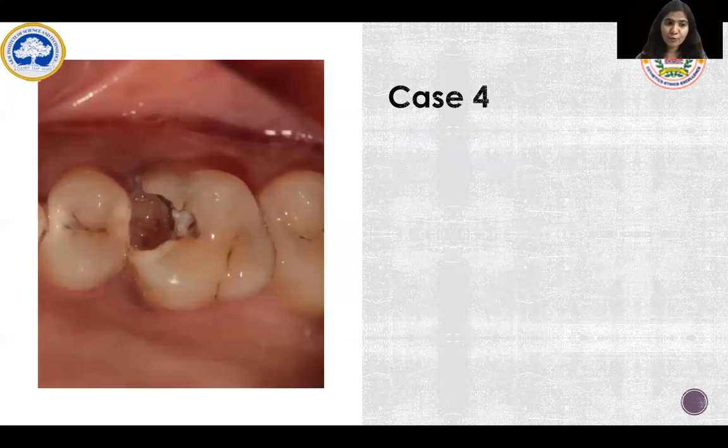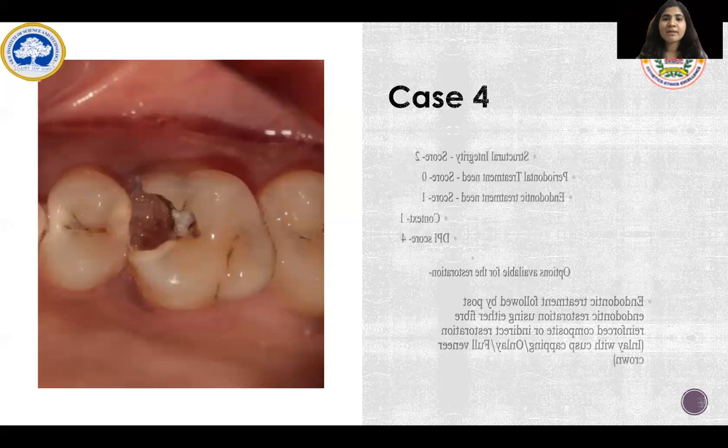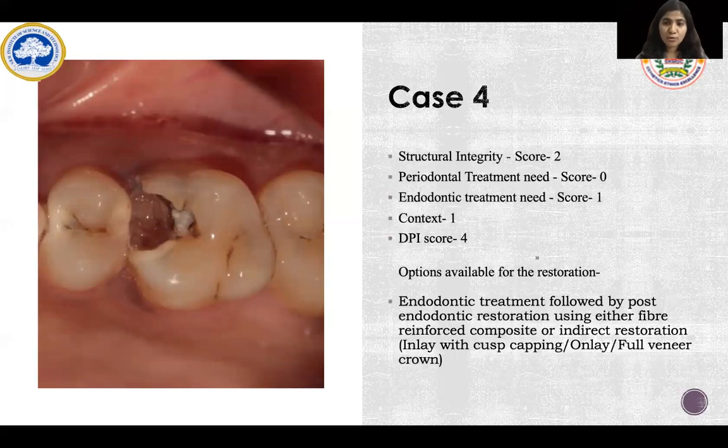So coming to case 4, here you can see a class 2 or a proximal decay that is present in the first molar. So the structural integrity gives us a score of 2. The periodontal treatment need score is 0. However, upon checking with the radiograph, it was confirmed that this tooth needs to undergo endodontic treatment. Hence, a score of 1 was given. And the context of 1 is given here due to the presence of multiple decay in both the arches of the patient. So a DPI score of 4 is given.